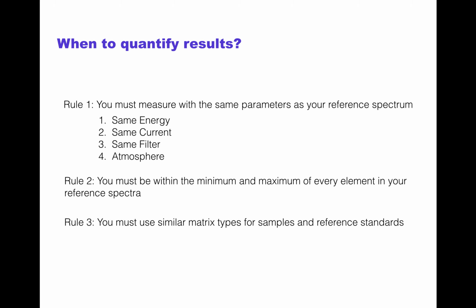The final rule, you must use similar matrix types for samples and reference standards. That is to say, if you're going to quantify obsidian, use obsidian reference standards. If you're going to quantify soil, use soil reference standards. And if you're going to quantify metals, use metal reference standards.